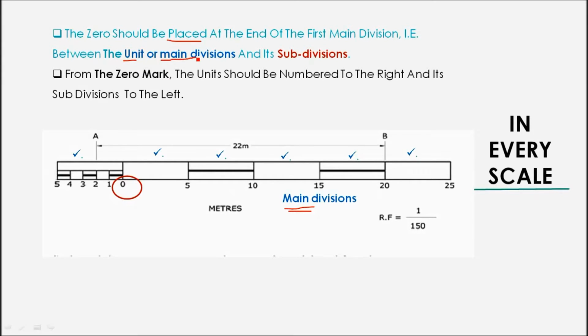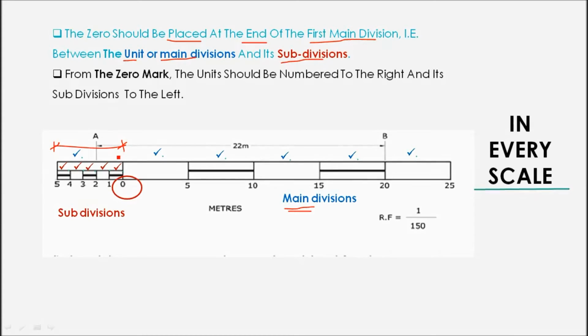Okay, our unit or main divisions and subdivisions. What are subdivisions? We have subdivisions like 1, 2, 3, 4, 5. We have 5 subdivisions. We learned the main divisions and subdivision notation. So let's go through it once again. First point, 0 should be placed at the end of the first main division. Here to here is our first main division. So 0 is placed at the end of the first main division.